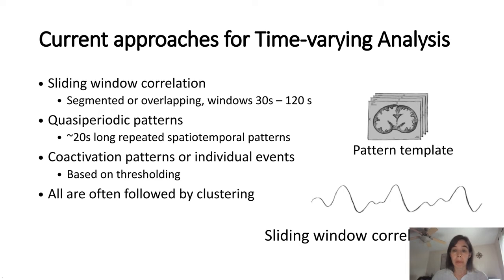Another common approach is to look at coactivation patterns or individual events. In this case, you're looking for times when the activity in a certain area or group of areas passes a threshold, and trying to average those together and see what else activates with those particular areas. All of these approaches are often followed by clustering to further reduce the data and make it more interpretable.